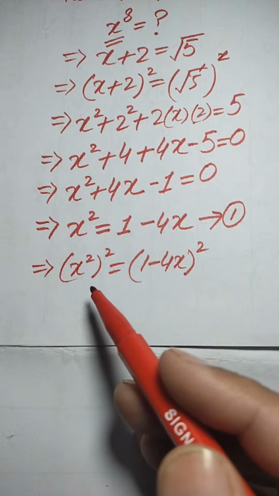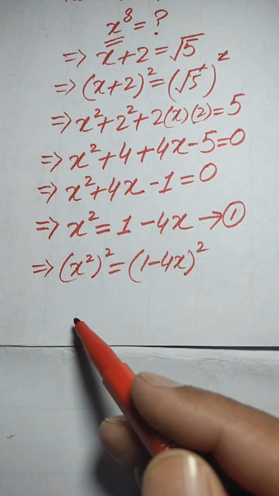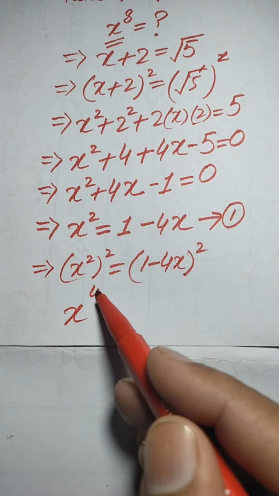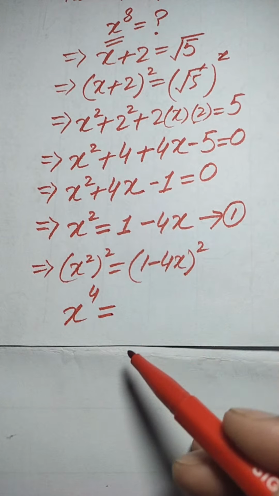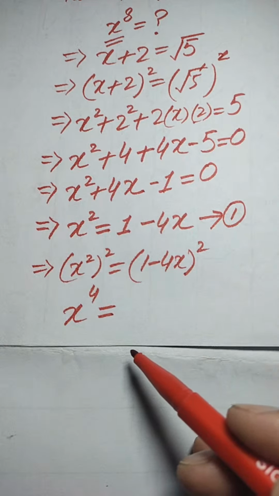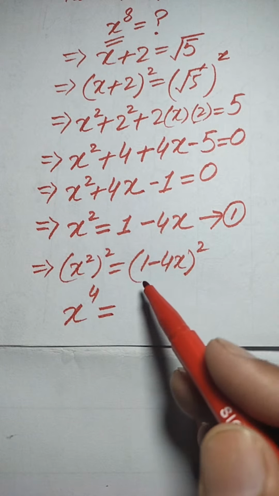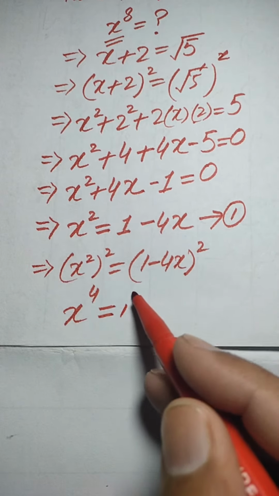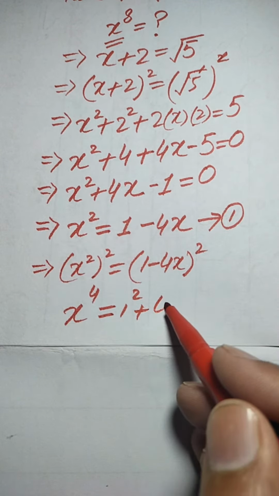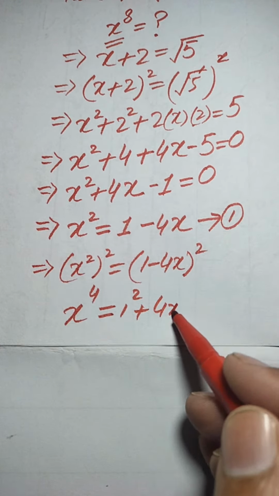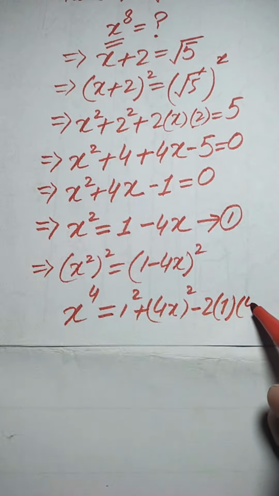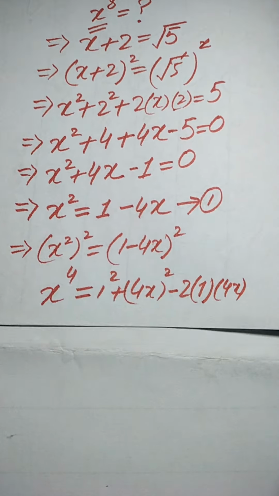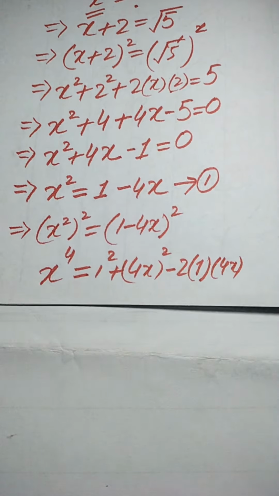So you know that x square and its whole square equals x to the power of 4. And in the right hand side, we again use the nice algebraic formula. You know that (a minus b) whole square equals a square plus b square minus 2 times a into b, where a is 1 and b is 4x. In the next step, we need more simplifications.